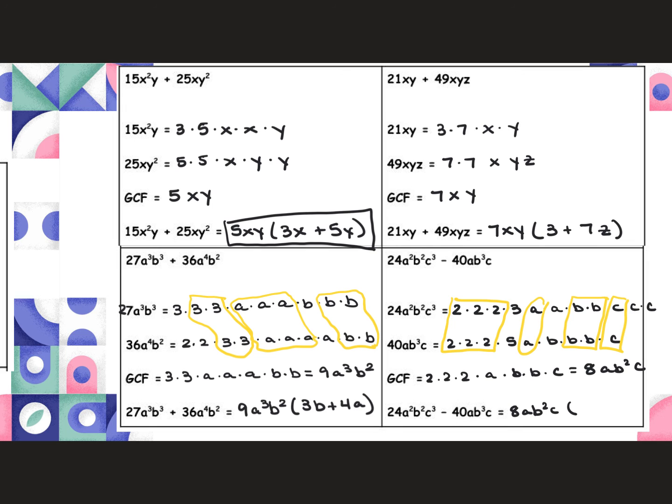24 divided by 8 is 3. A squared divided by A is A. B squared divided by B squared is 1. C cubed divided by C is C squared. 40 divided by 8 gives me 5. A divided by A gives me 1. B cubed divided by B squared leaves me with B. And then C divided by C, excuse me, I need to correct myself, just gives me 1.